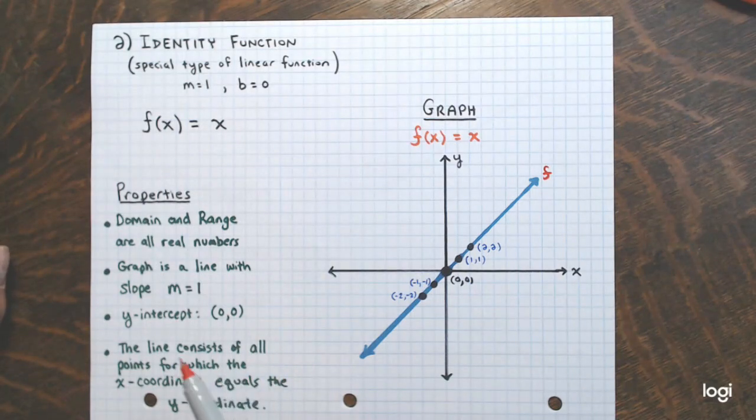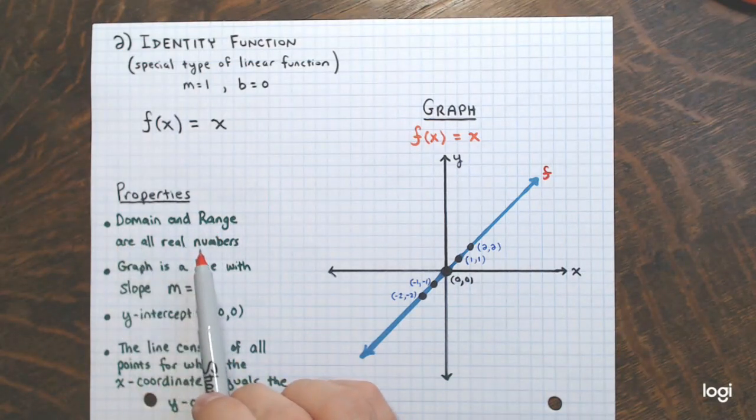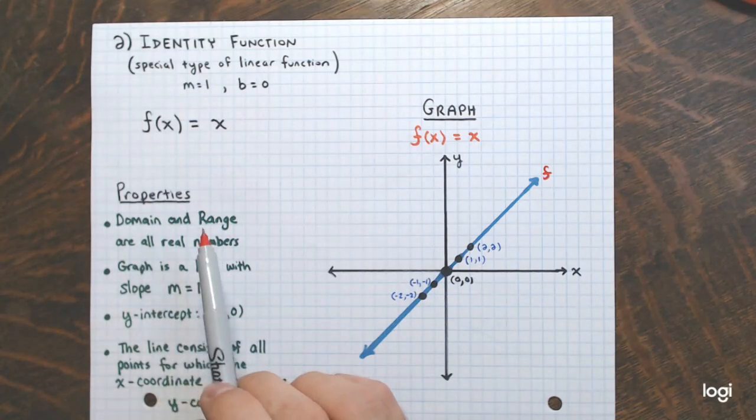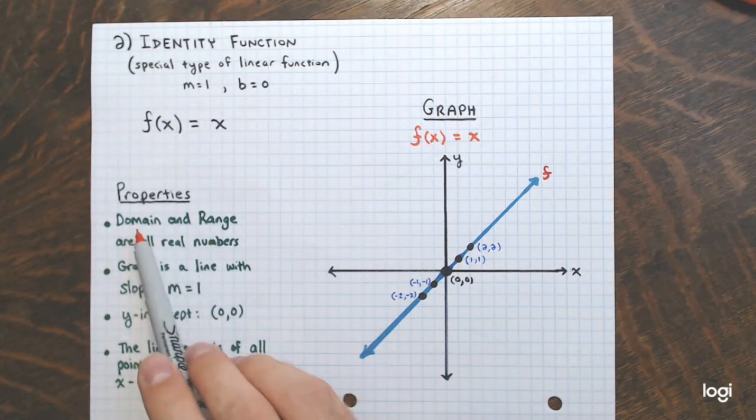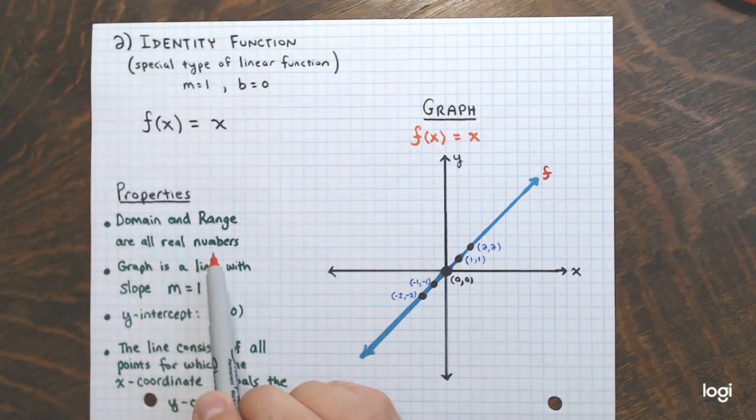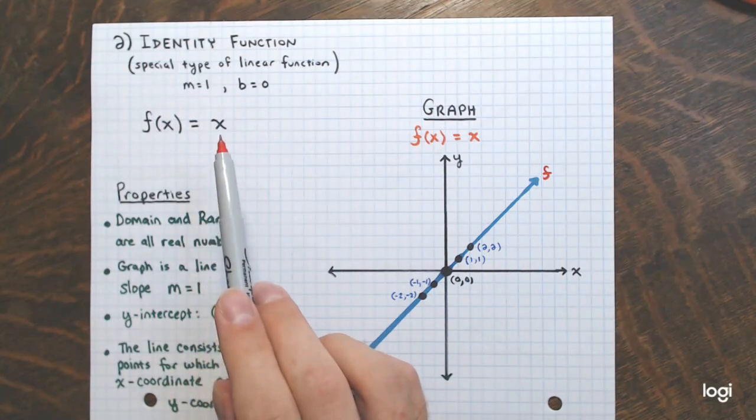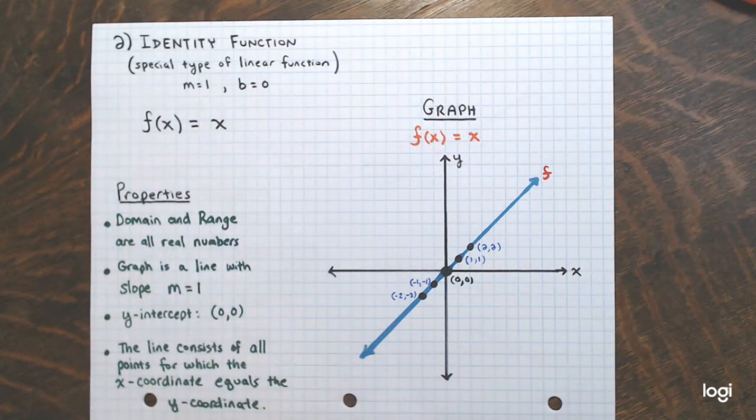Alright, and as before, since this is a linear function of that form that we saw in the first page, the domain and range are the same as any non-vertical linear function. The domain and range are the set of all real numbers. I can plug in whatever I want for x, and because the output's exactly the same as what I plug in, the output can be any real number as well. So the domain and range are all real numbers.